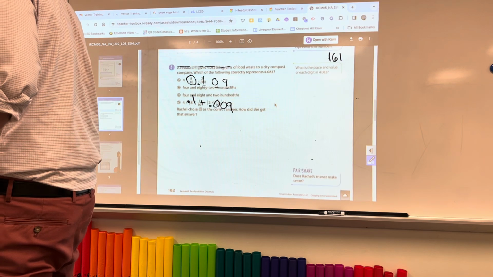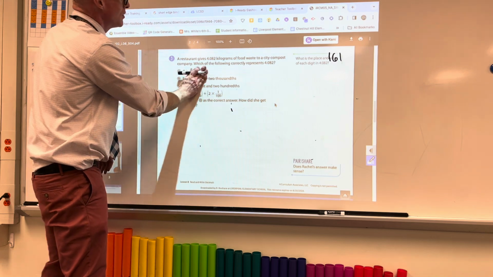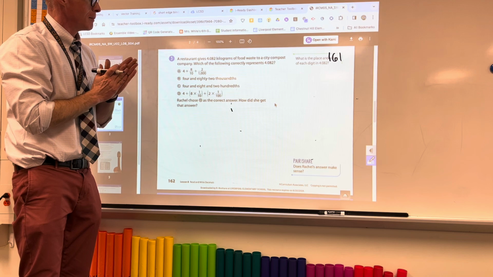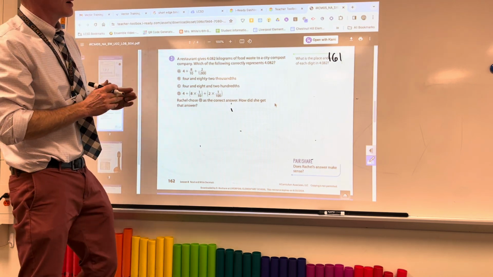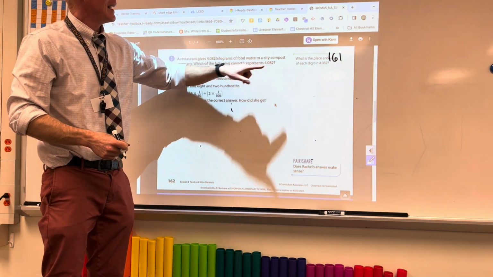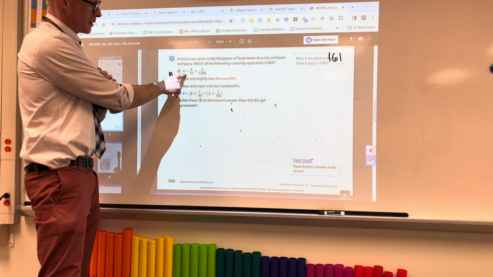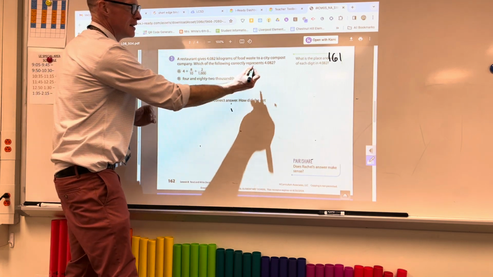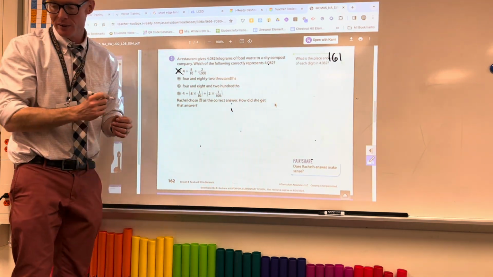Now, take a peek at number 3. A restaurant gives 4 and 82 thousandths kilogram of food waste to a city compost company. Which of the following correctly represents 4 and 82 thousandths? Okay. So this is 4 and 8/10. Oh, but look, 8's not in the tenths place. 8's in the hundredths place. Goodbye, letter A. We don't need you.